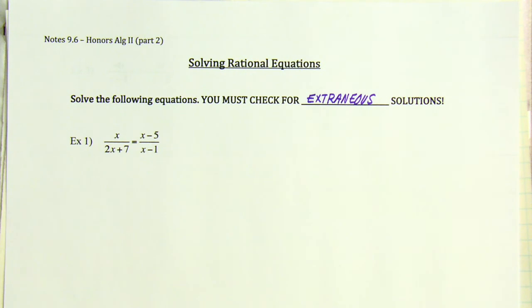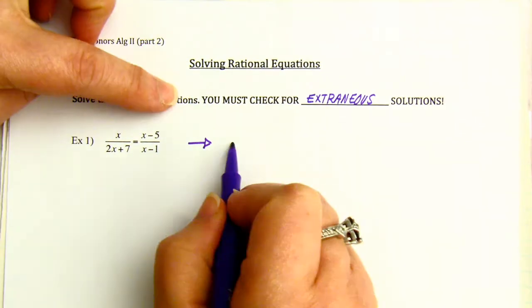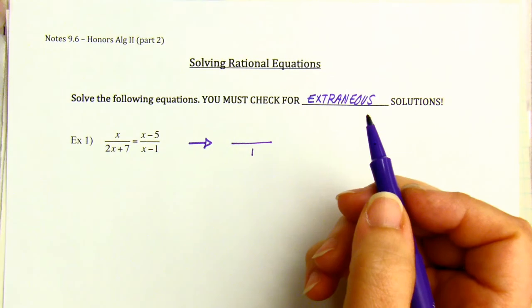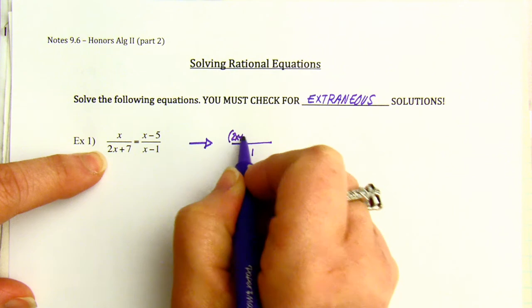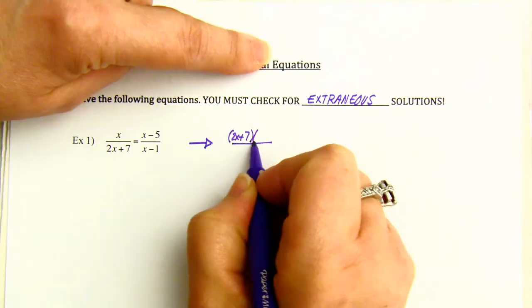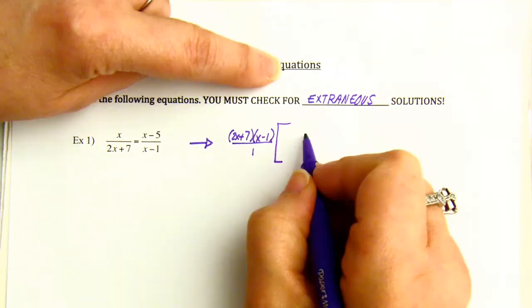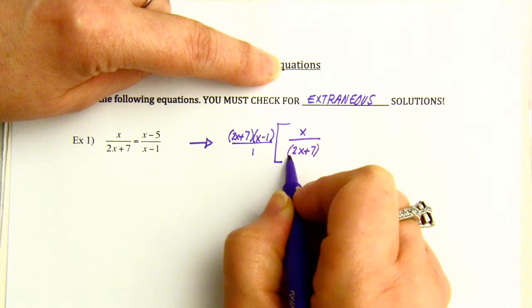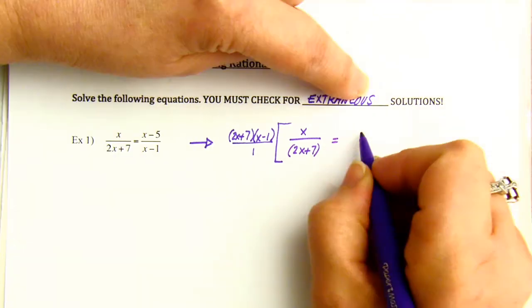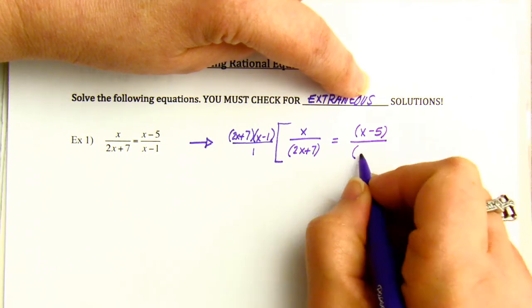All right, so same deal. Get the LCD. I'm going to write the LCD over 1. My LCD is quantity 2x plus 7 times quantity x minus 1. I'm going to write the equation inside. X over 2x plus 7. Remember, these are quantities. Equals quantity x minus 5 over quantity x minus 1.